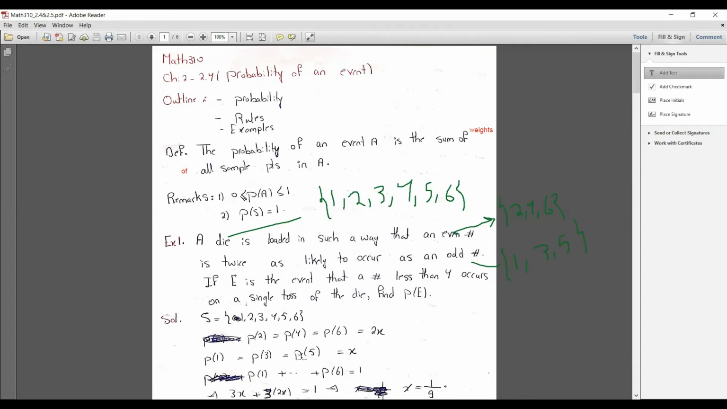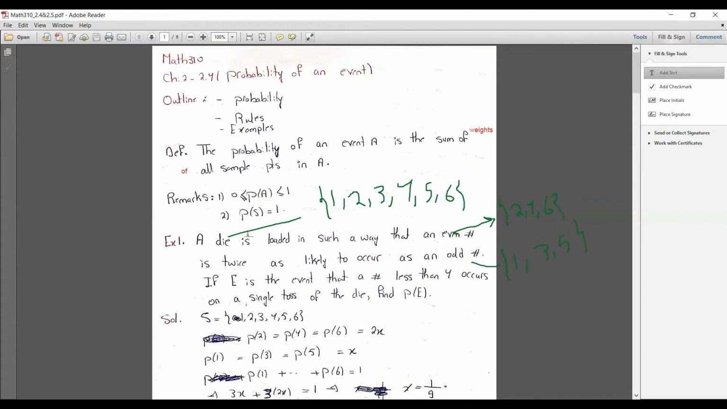But the idea here is that we do not know the exact value for P of 1 or the exact value for P of 2. So we give it a name, X, as a variable. And our aim is to do what? Our aim is to evaluate the value for X.